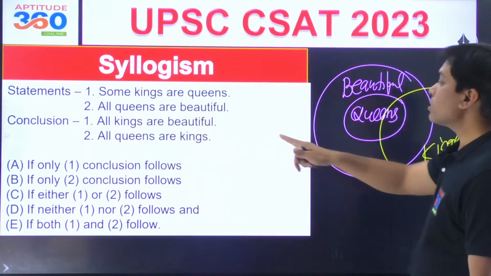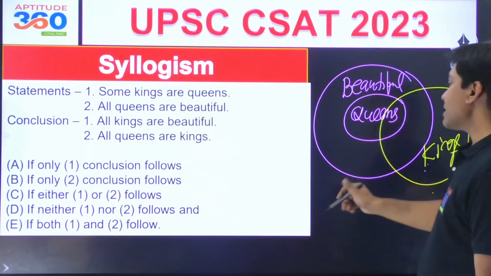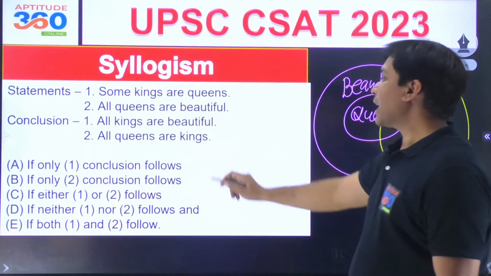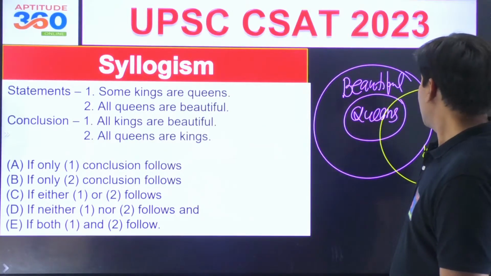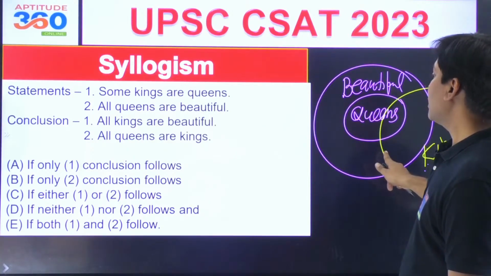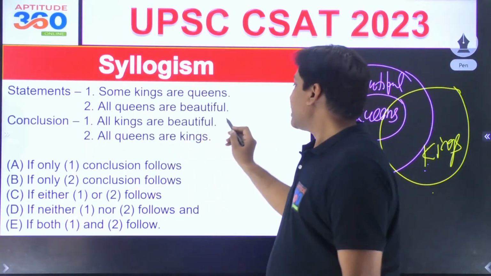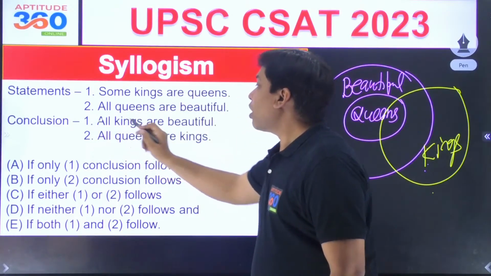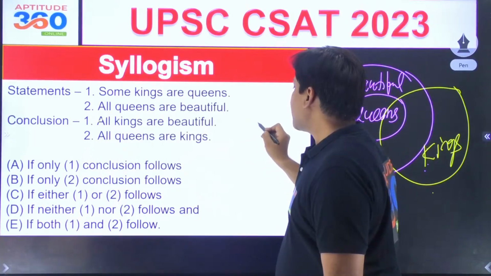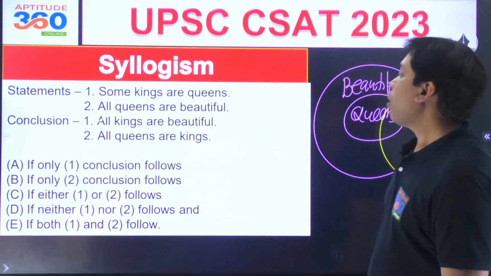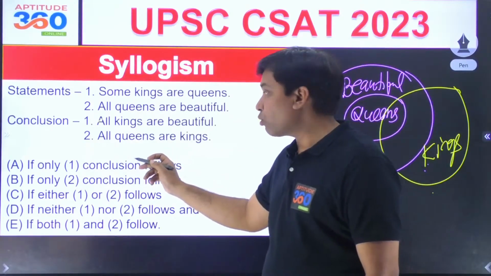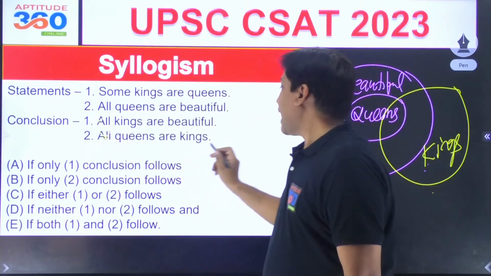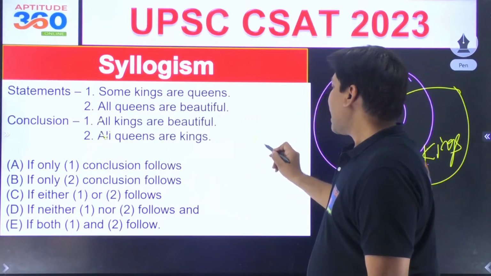What is the conclusion? All kings are beautiful. All kings are beautiful तो हो ही नहीं सकता. अगर वो होता some kings are beautiful, फिर भी मैं आंसर बोल देता. All kings are नहीं हो सकता. Had it been not all, had it been some, then this would have been the right answer. All the queens are kings. No, all the queens are kings. This is also not true. Had it been some, this would have been the right answer.